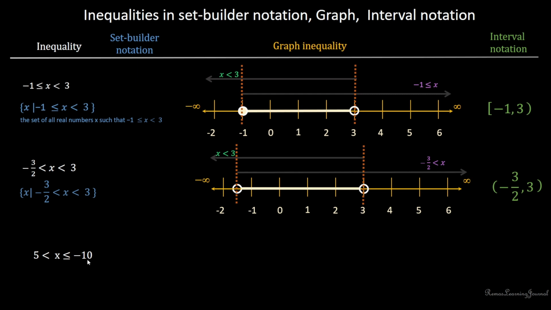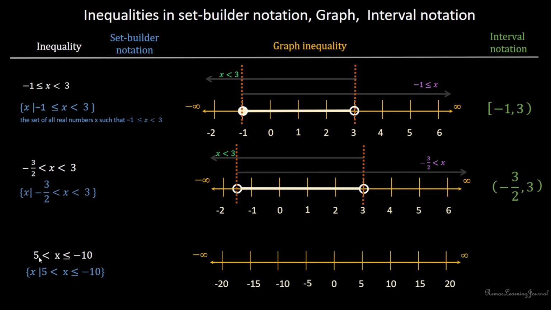Now let's work with this inequality: x greater than 5 and x less than or equal to -10. Let's write it in set builder notation, which looks like this. And now let's work on our graph. First let's graph x greater than 5. So let's draw an open circle around 5, and shade all the numbers greater than 5, all the way up to positive infinity, as the solution.